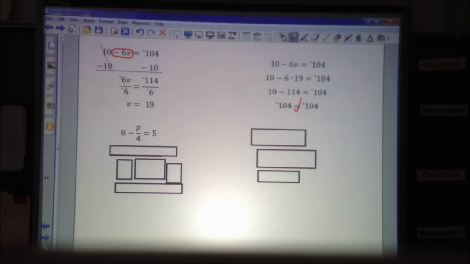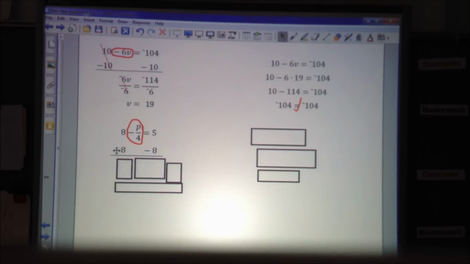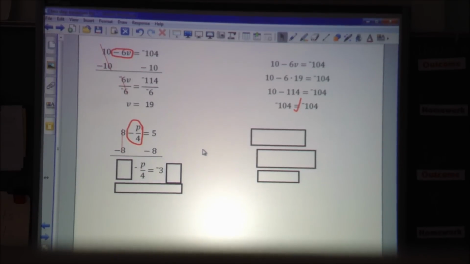I believe this is the last one we're going to do together, and then you're going to do some on your own. So I want to get rid of the addition and subtraction first. Keep division for last. Just like up top, this minus goes with the p divided by 4. So I want to get rid of this positive 8, and what gets rid of a positive 8? A negative 8. And that's the same thing as minus 8. So negative 8 to both sides, because whatever I do to one side, I have to do to the other side. These two cancel out, and I'm left with negative p divided by 4. 5 minus 8 is negative 3.